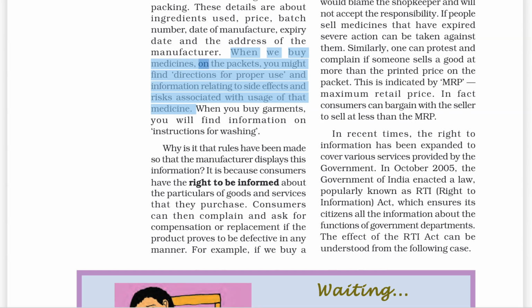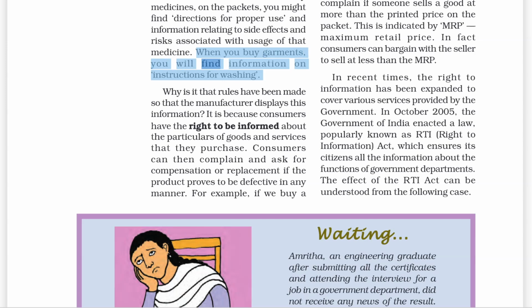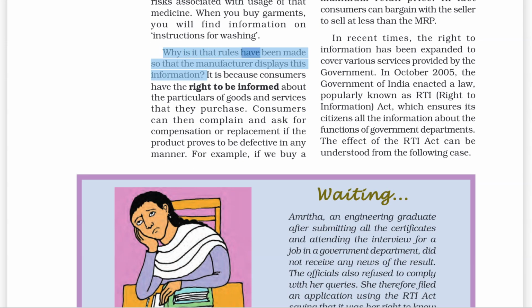When we buy medicines, on the packets you might find directions for proper use and information relating to side effects and risks associated with usage of that medicine. When you buy garments, you will find information on instructions for washing. Why is it that rules have been made so that the manufacturer displays this information?